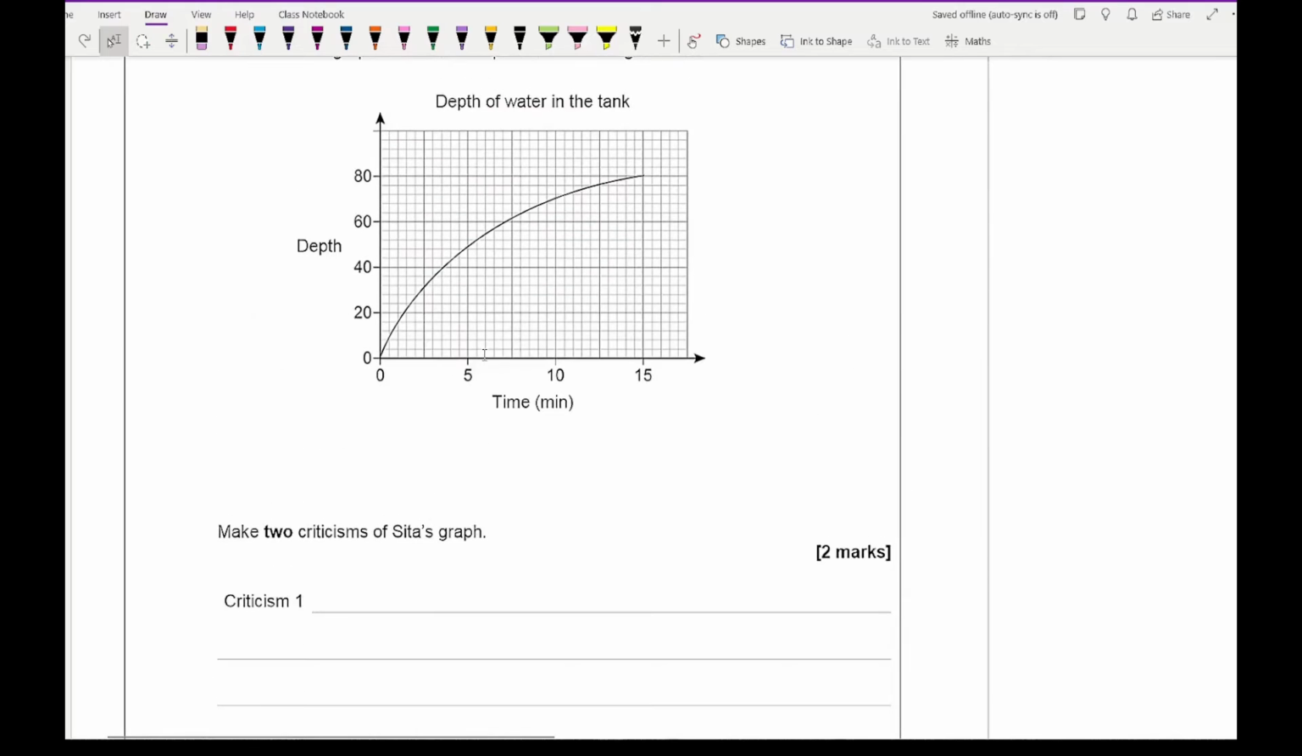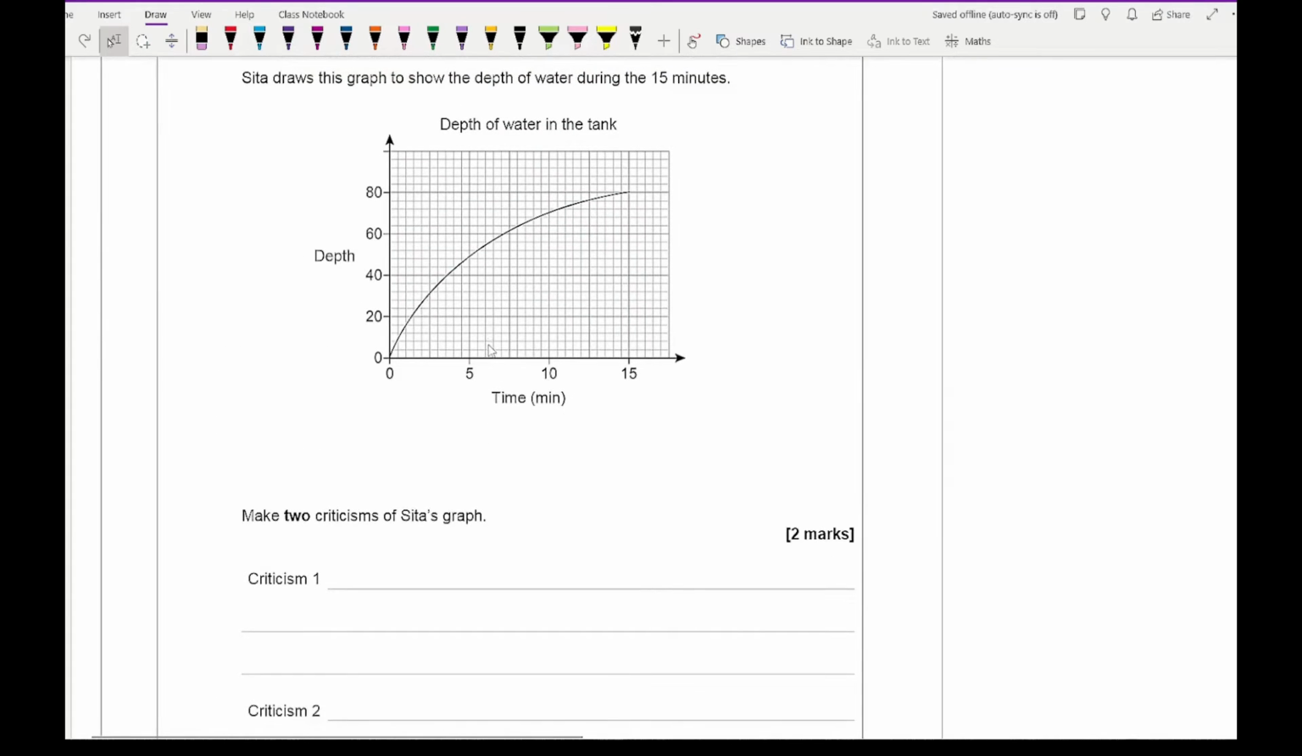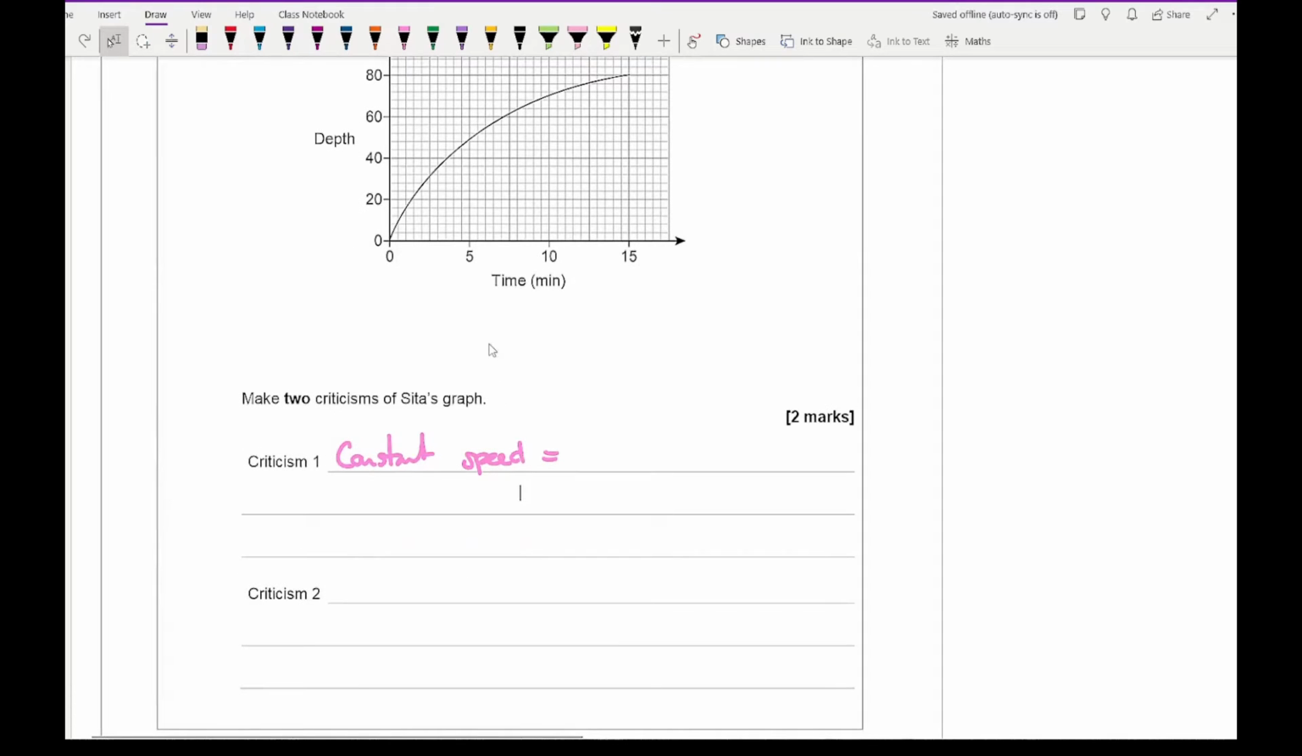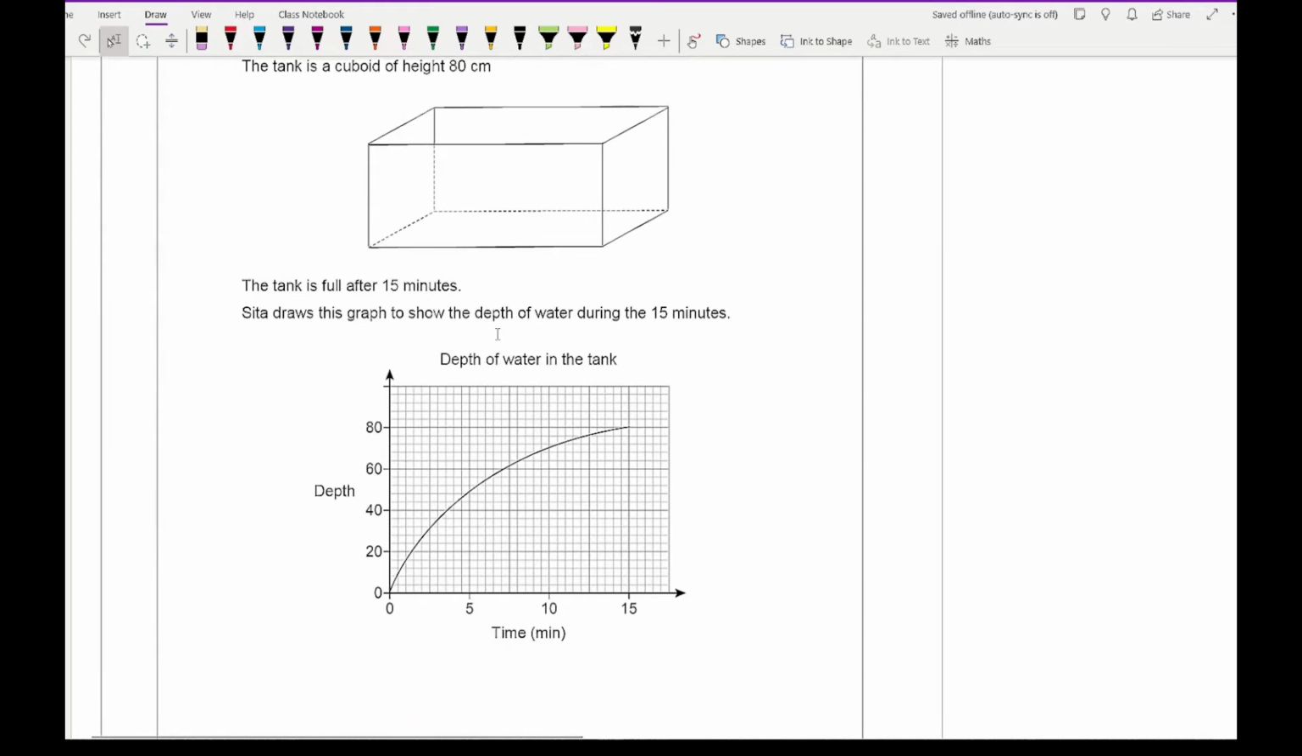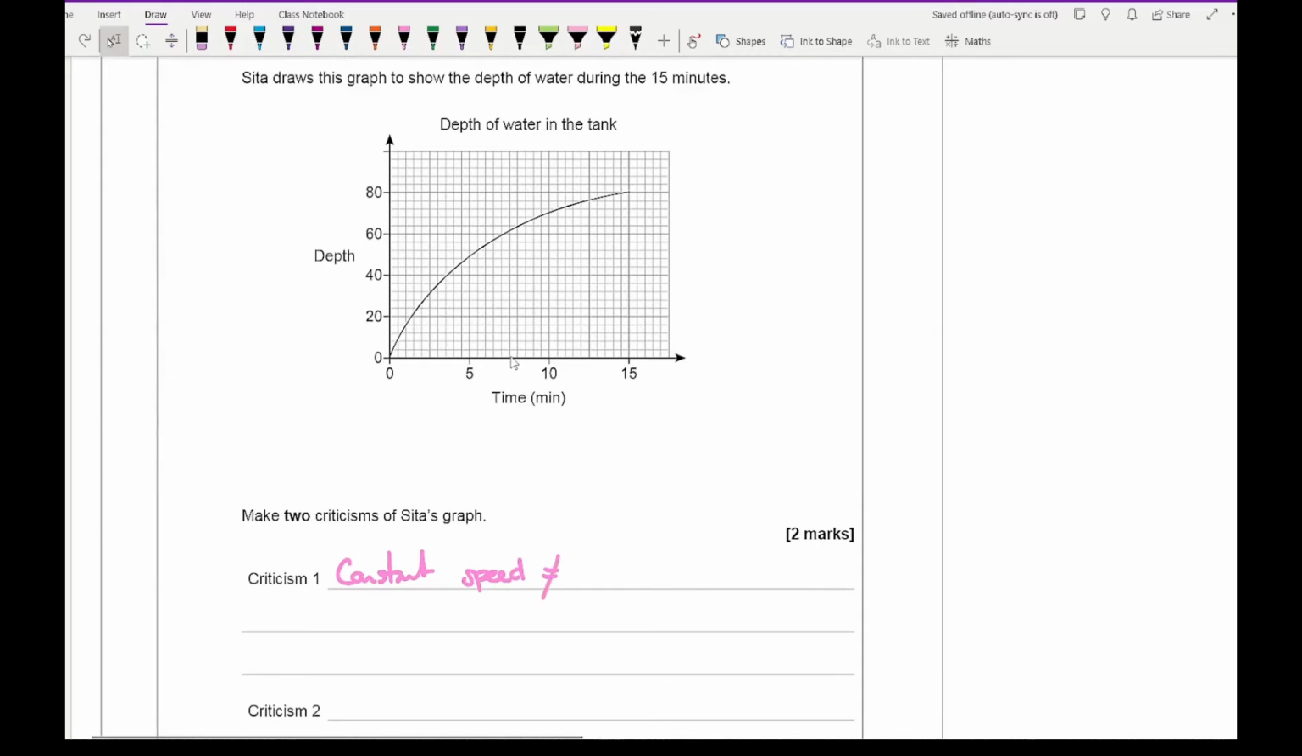Well, the 2 things you need to be able to spot is the fact that, 1, as it's a constant speed, that should be a straight line, and the reason for that is because the shape is a prism. So it's a constant speed and it's a prism, so it's got a constant depth. So the line should be straight. So that's the first thing that should happen.